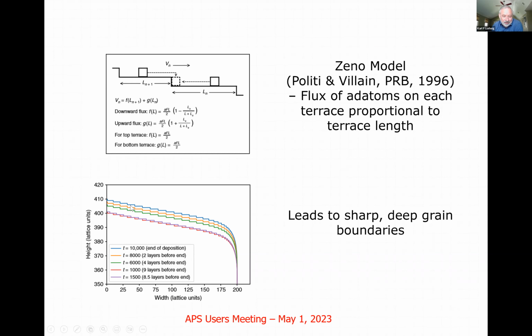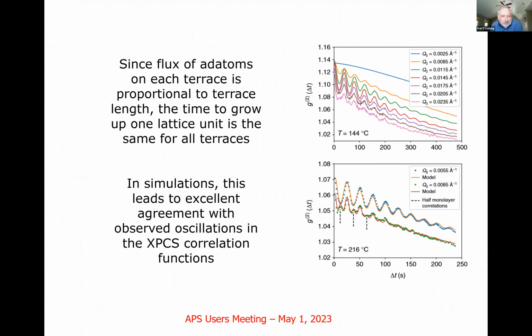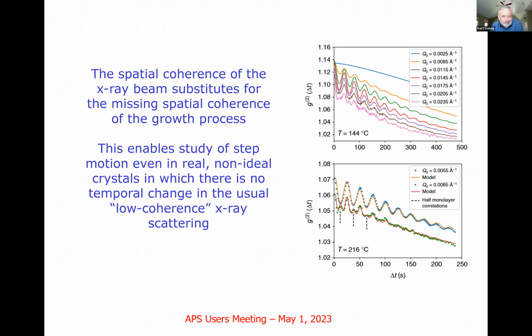This is shown as kind of like half of a grain in the polycrystal at the bottom. But they all grow out at the same rate because of that. And that's what leads to this consistent repeating behavior. They were able to do excellent fits of the correlation functions using this kind of model. And as I said, to me, what we're really doing is we're using the spatial coherence of the X-ray beam to substitute for the missing spatial coherence of the growth process.